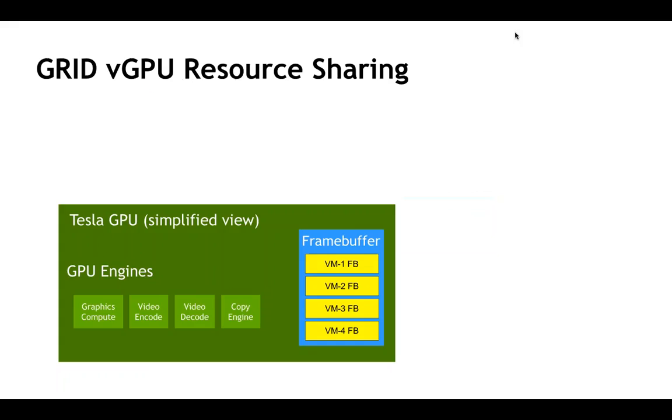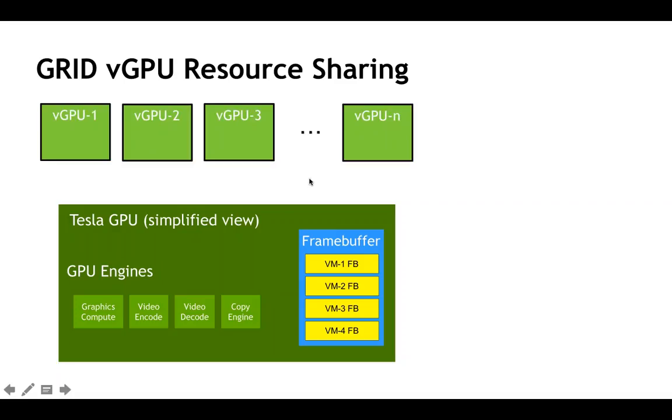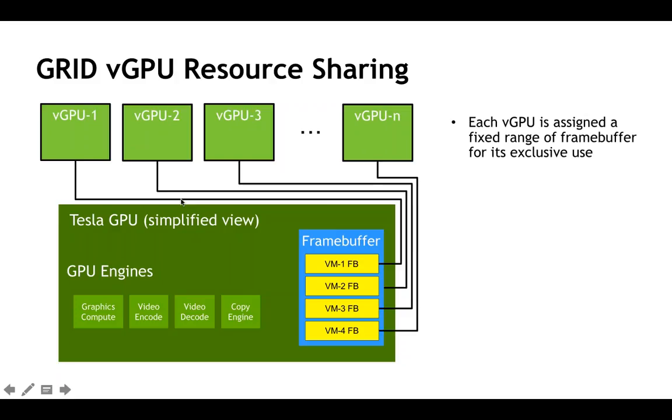So let's take a deeper dive into these GPU engines and the different components that are a part of them. Within the Tesla GPU, a simplified view is that we've got our graphics compute engine, our video encode, which is the component that Citrix is taking advantage of in their Linux VDA, our video decode, and our copy engine. So what happens here is that we spin up our vGPU 1 through 64 in the case of an M10, and each one of those frame buffers is dedicated to each one for its exclusive use.